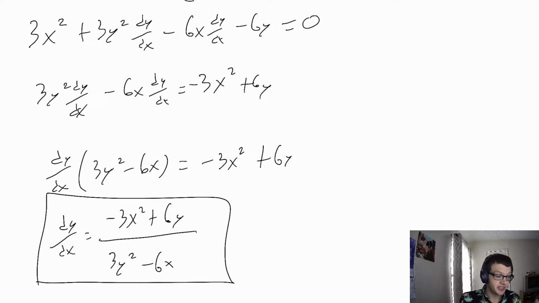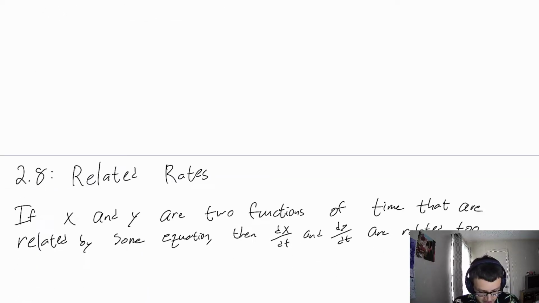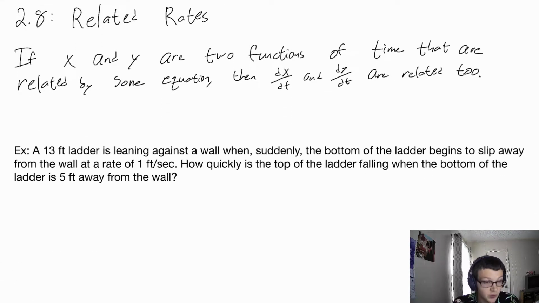Now, a natural question is, what is implicit differentiation good for? Can we use it in anything? And the answer is yes. And that brings us to related rates. And the idea of related rates is if x and y are two functions of time that are related by some equation, then dx/dt and dy/dt are related too. Okay? And let's see how this works in action.